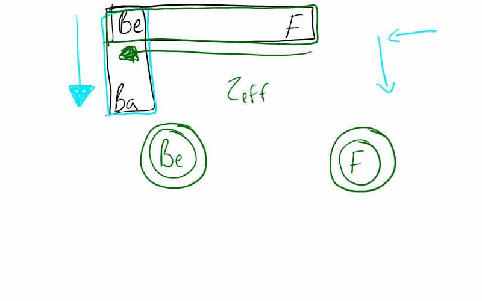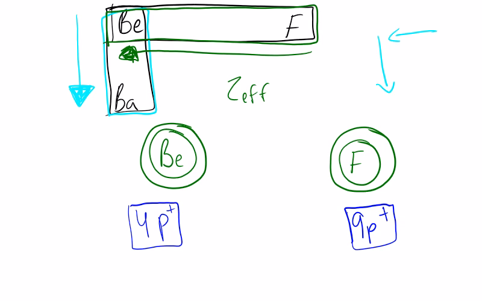We know that beryllium and fluorine do not have the same charged nucleus. Beryllium is number 4 on the periodic table, which tells us it has 4 protons in its nucleus, where fluorine is number 9, tells us that it has 9 protons in its nucleus. You can see fluorine has a much stronger nucleus than does beryllium.